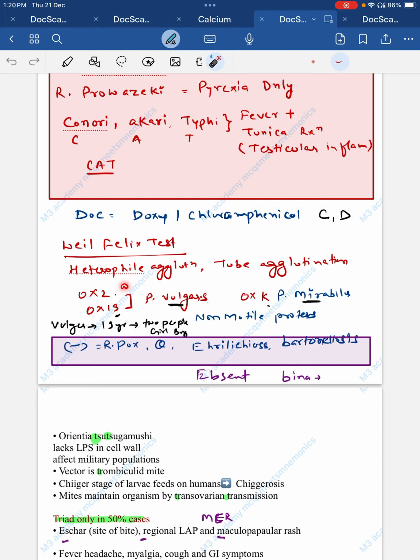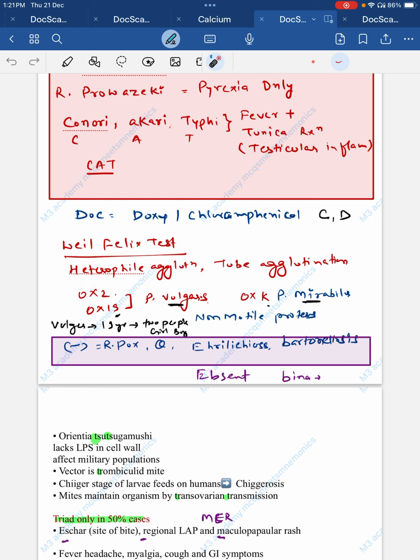Weil-Felix reaction is a heterophile agglutination test, a tube agglutination test, and we are using OX2 and OX19 of Proteus vulgaris and OXK of Proteus mirabilis. How do we remember this? 2% at the age of 19 years can give vulgar activity. So OX2 and OX19 are Proteus vulgaris, and OXK is Proteus mirabilis. Is it clear? Both are non-motile strains of Proteus. They show antigenic similarity with rickettsia, so it is a heterophile tube agglutination test.